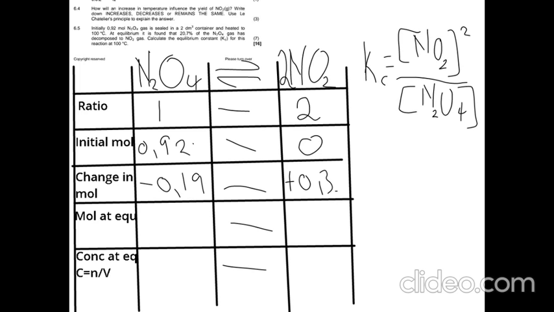0.38. Okay, punch it on the calculator. So now I know my change in moles, so I can determine the moles at equilibrium. So for the first one, dinitrogen tetroxide, I will say 0.92 minus 0.19, which will give me 0.73.